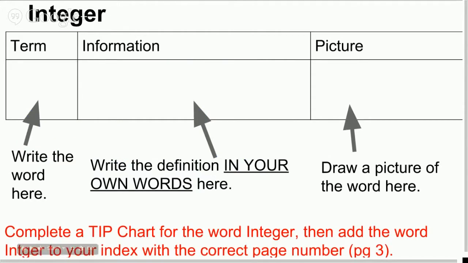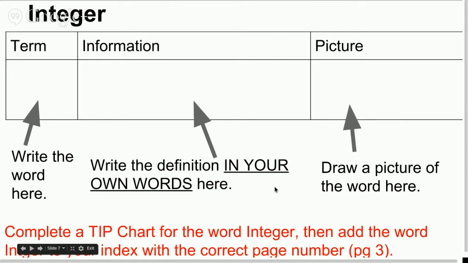So what I would like you to do is write down the definition in your own words here. We're going to make what's called a tip chart. It has the term, information, and a picture of it. Your picture could be numbers, all right? But please do try and draw a picture. So integer, definition in your own words, and a picture.